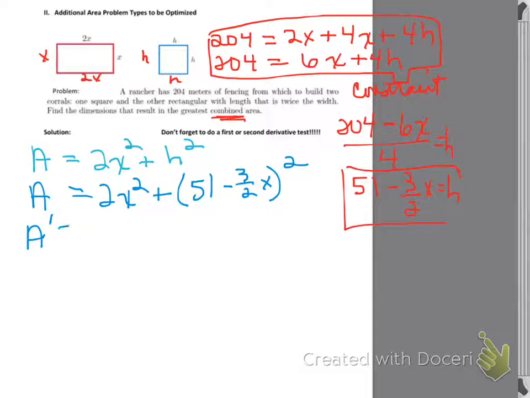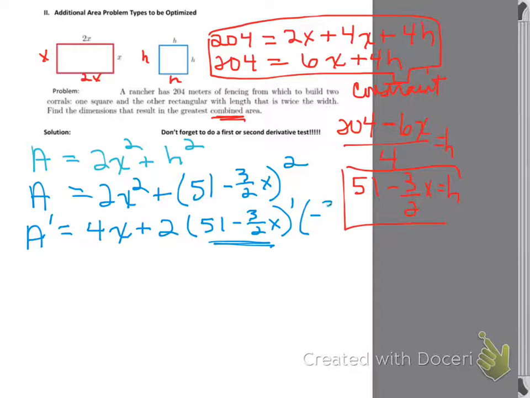So A prime equals, okay, 4x, that was easy. Okay, now we're going to use the chain rule. The chain rule is going to get me 2 times whatever was in the parentheses, and then times the derivative of the parenthesis. So this derivative is negative 3 halves. So that was not bad at all, was it? So now at this point, I'm going to do a little multiplication, but it's going to be a lot easier to handle. So what do I end up with?